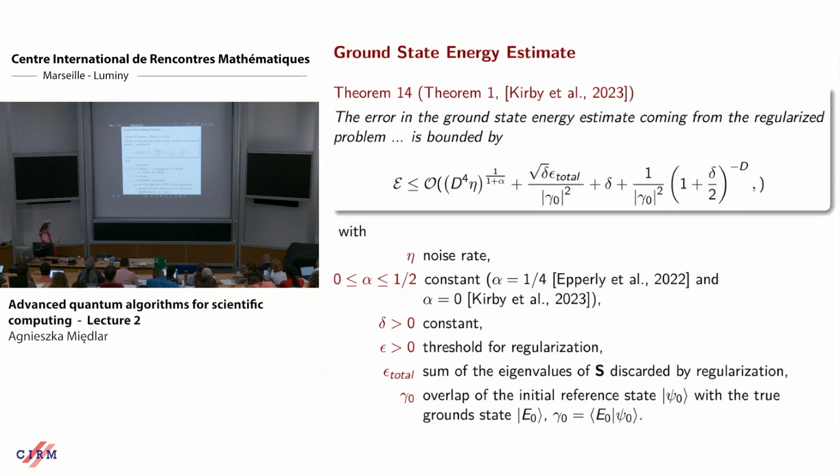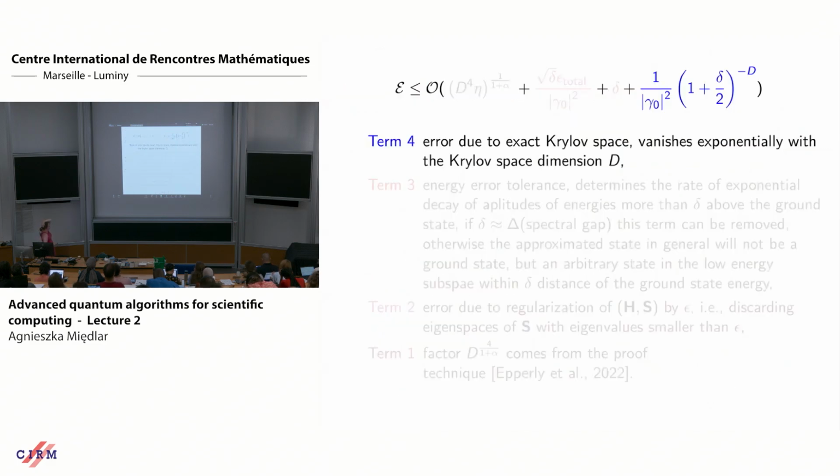So we have a noise rate, we have some delta as constant, we have a threshold for the regularization when you solve the generalized eigenvalue problem. You have to have some estimate on the sum of the eigenvalues which you throw out by regularization. And gamma 0, that was one thing which everyone discussed, the overlap of your initial state with your ground state. It's coming into play. So I want to discuss those components of this error.